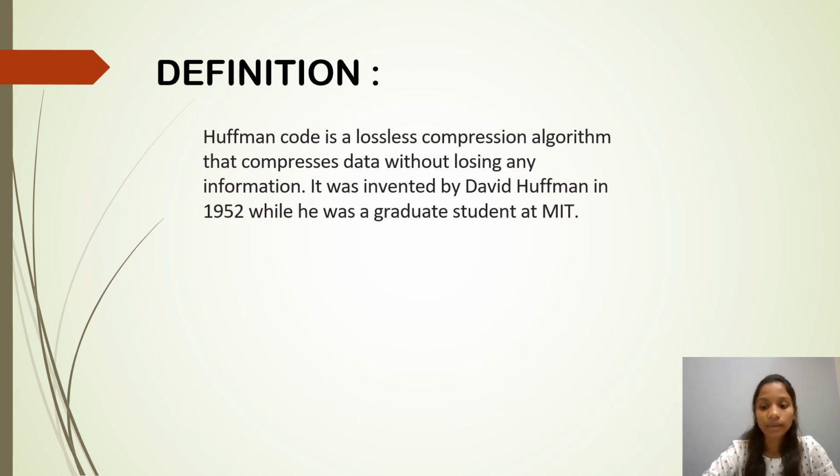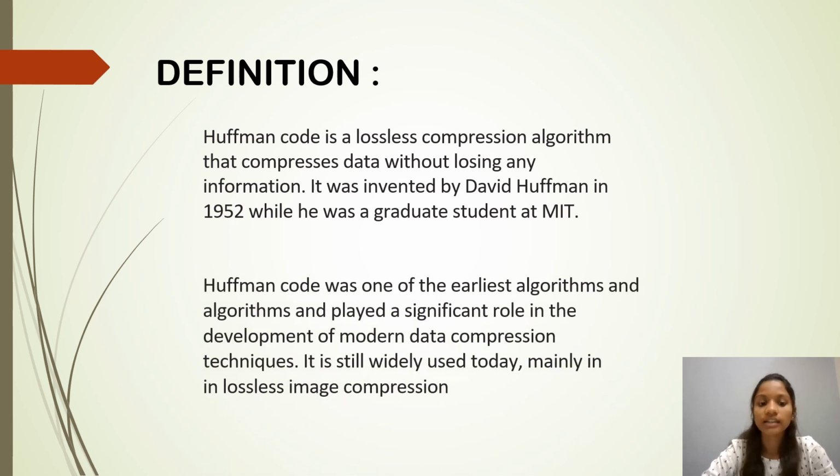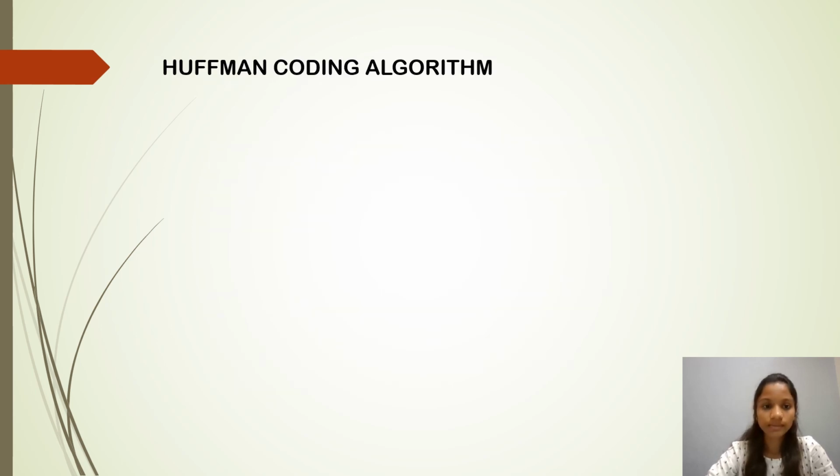It was invented by David Huffman in 1952 while he was a graduate student at MIT. Huffman code was one of the earliest algorithms, and it played a significant role in the development of modern data compression techniques. It is still widely used today, mainly in lossless image compression.